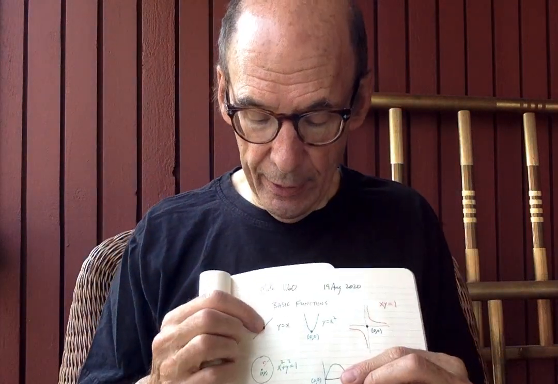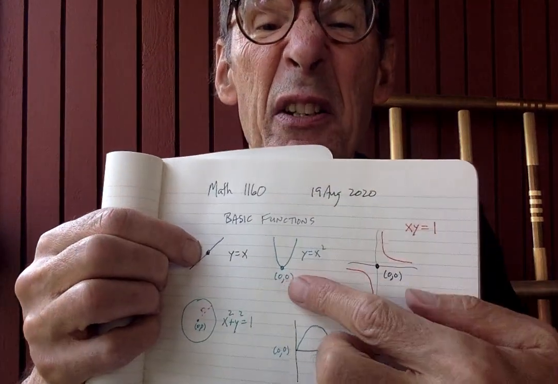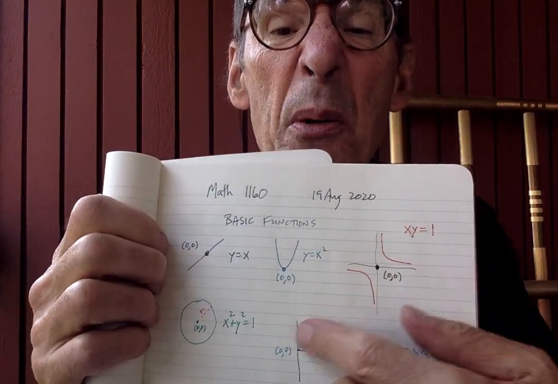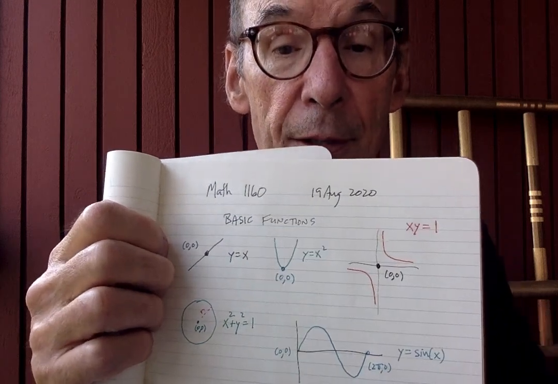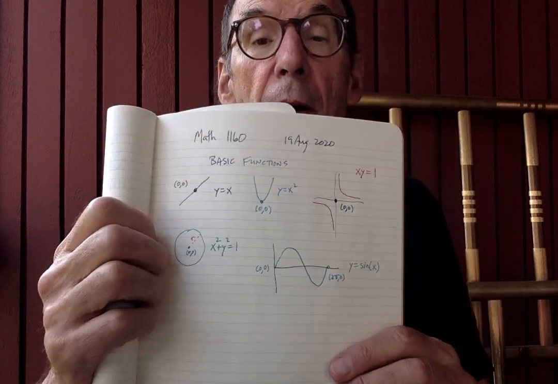And so here it is for the line, and here it is for the parabola, the hyperbola, the circle, the sine function, and remember the sine function repeats and repeats and repeats. And so the next thing that happened in pre-calculus that was not emphasized enough is the following. If you change x to x minus 4, you move 4 units in the positive direction.